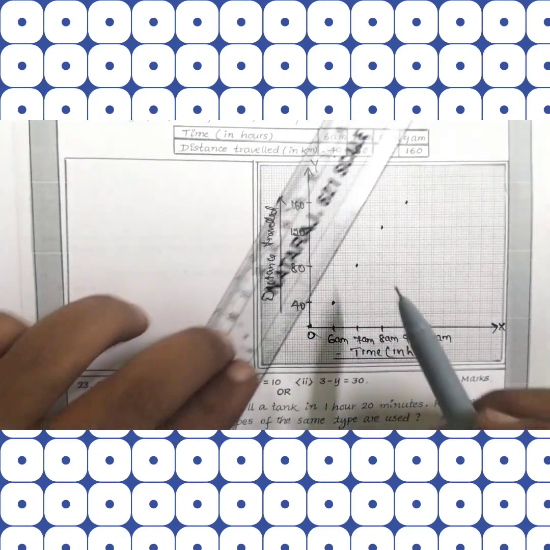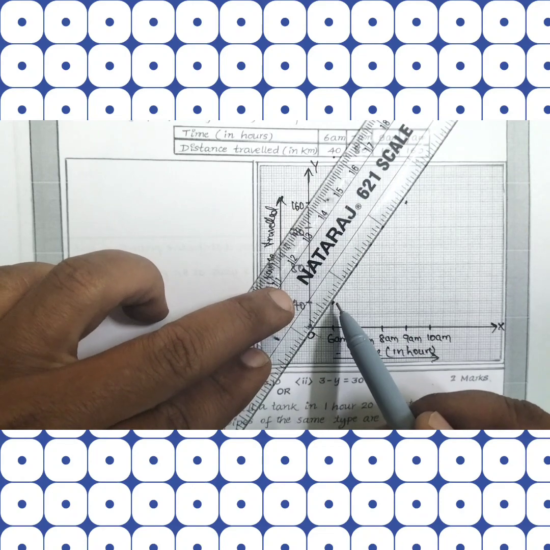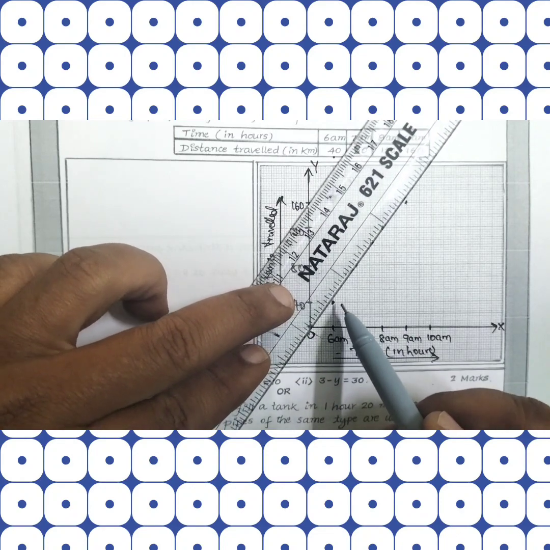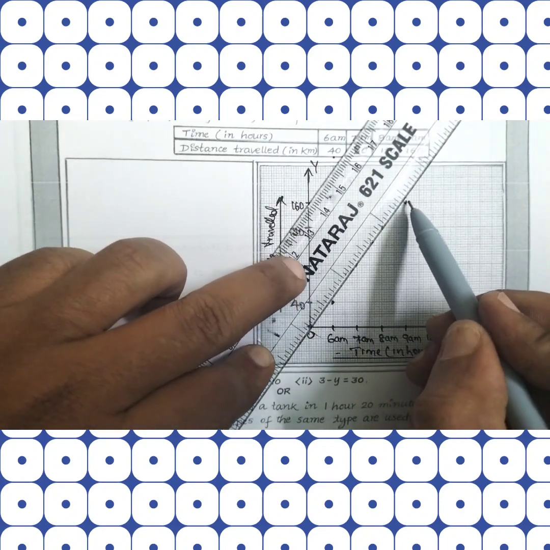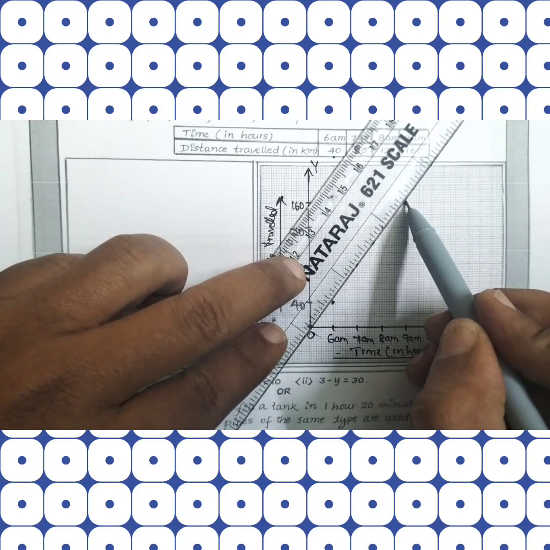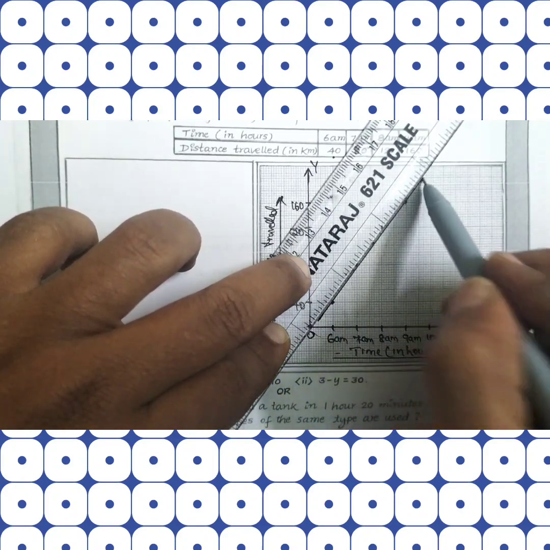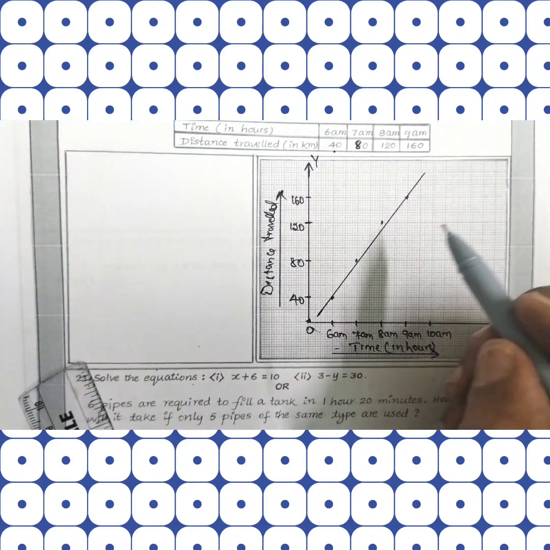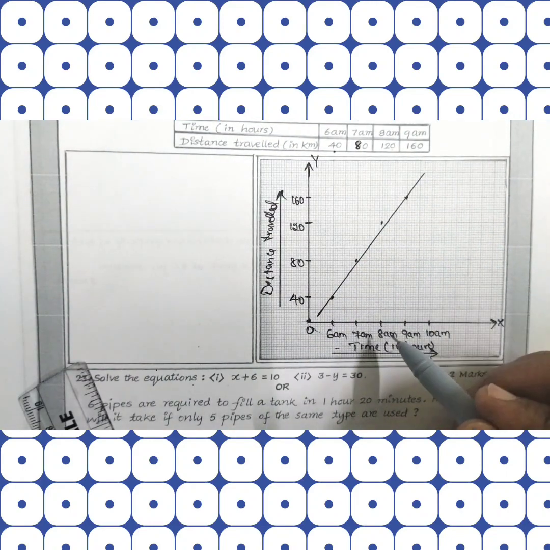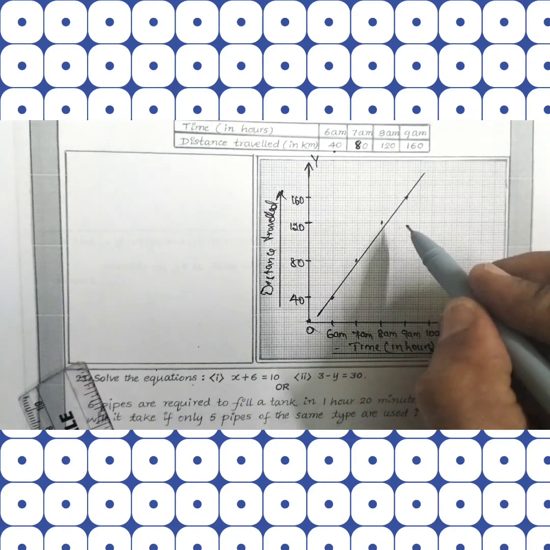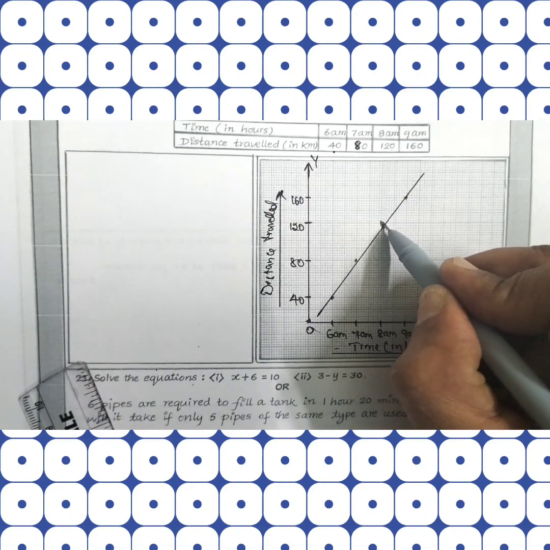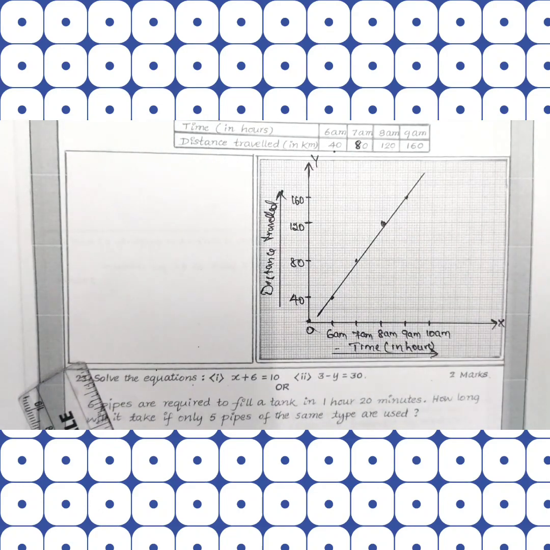Now you join all the points, ಎಲ್ಲ ಪಾಯಿಂಟ್ಸ್ಗಳನ್ನ let us join all the points. So ಎಲ್ಲ ಪಾಯಿಂಟ್ಸ್ಗಳನ್ನ ನಾವೀಗ ಜಾಯಿನ್ ಮಾಡ್ತಾ ಹೋಗೋಣ. So like this we have to join all the points.